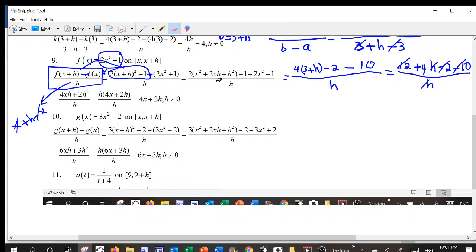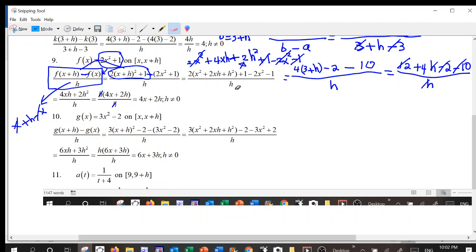And if you multiply by 2, that would be 2x squared plus 4xh plus 2h squared plus 1 minus 2x squared minus 1. That's the numerator right there. So the 2x squareds go away and the 1's go away. So we end up with that right there. Right? 4hx plus 2h squared divided by h. You can factor the h out of here and then cancel it. So that's what we get.